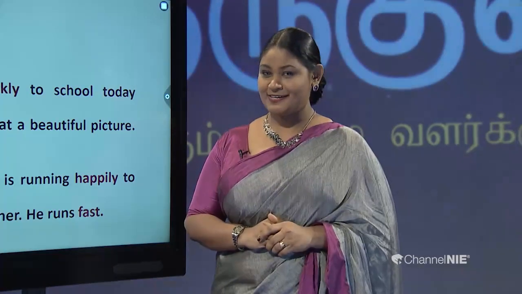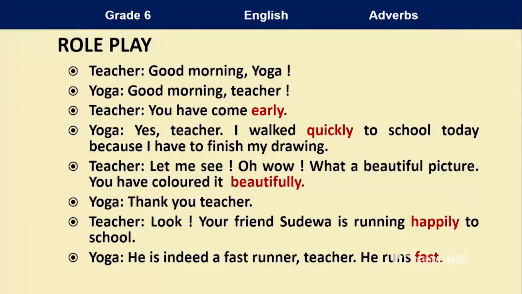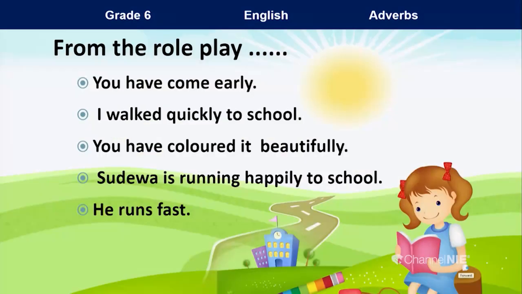All right, children. So, did you look at these highlighted words there? Look at the screen again. What are the words, Miss Maheshi? Yes, I can see the words early, quickly, beautifully, happily, and fast. Right. So, these words tell us how things are done, how actions were done.